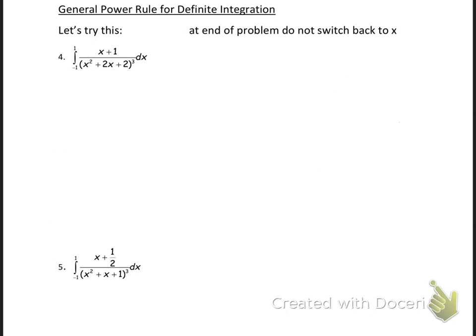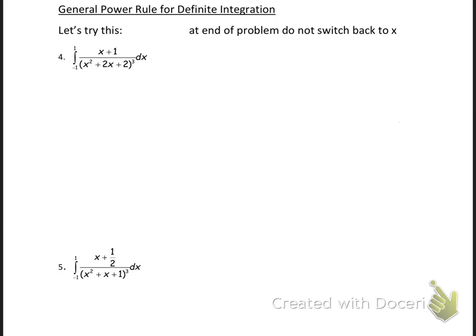Okay, so now we're going to up the ante a little bit, and we're going to try this general power rule in the situation where we have definite integration. So that means that we have endpoints. We have a's and b's, and you can see we have an a of -1 and a b of 1.